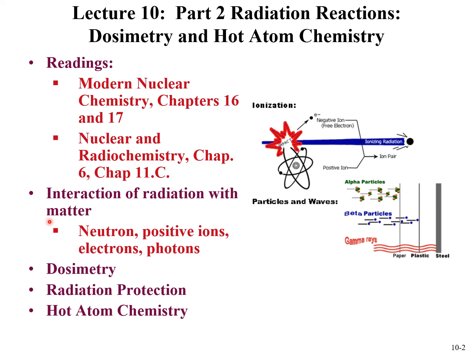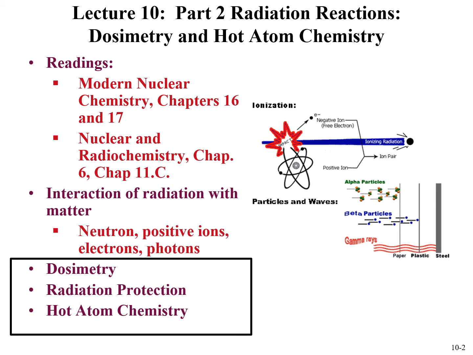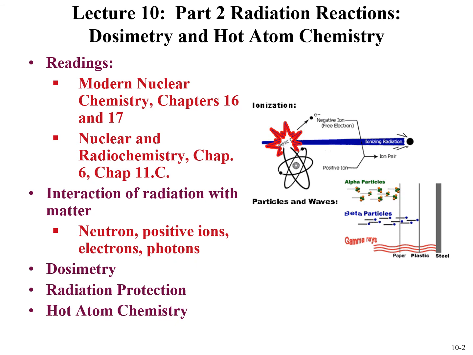In the first part, we discussed the interaction of radiation with matter. We explored the role of neutrons, positive ions, electrons, and photons, and the similarities and differences in their interactions with matter. In this lecture, we're going to focus on dosimetry, how we can quantify that interaction of radiation with matter, and how we can use that understanding in radiation protection. We're going to end this lecture with a discussion on hot atom chemistry, where a nuclear reaction occurs and that nuclear reaction induces a chemical reaction, which is the first step in a chemical process.